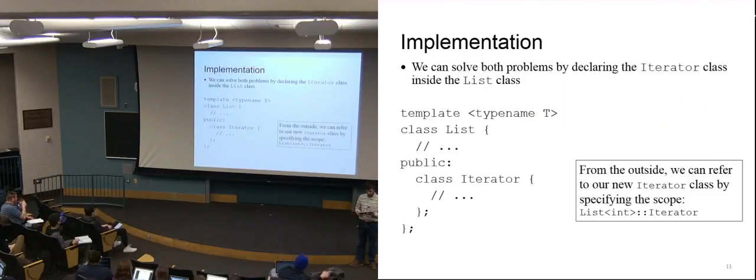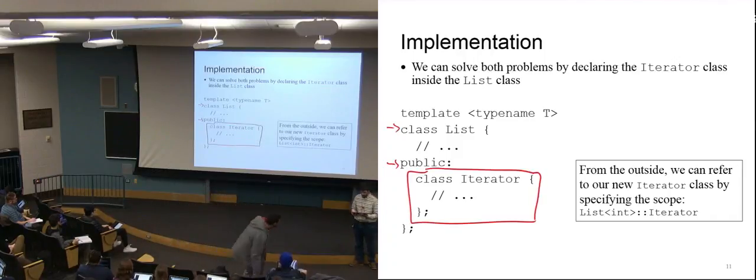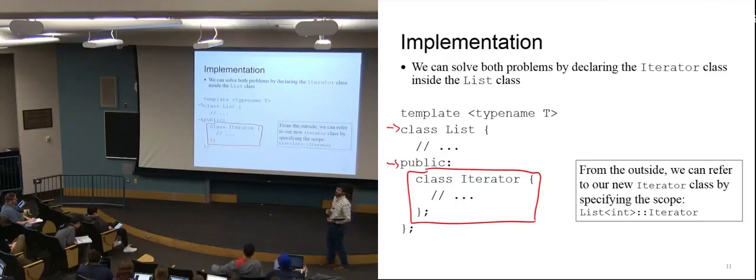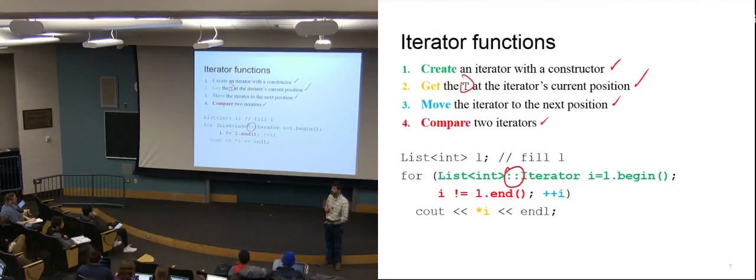We can solve both of these by putting the iterator class inside the list class. Notice how it's public, it's inside the list, and it's a type. This is sort of like when we declared a node type inside of the list. I'm not making a member variable. That's what I want to stress here. I'm not making a member variable. I'm describing a new type. And it's a type that lives inside of the list source code. That's why on this slide right here, we use the 2 colons.